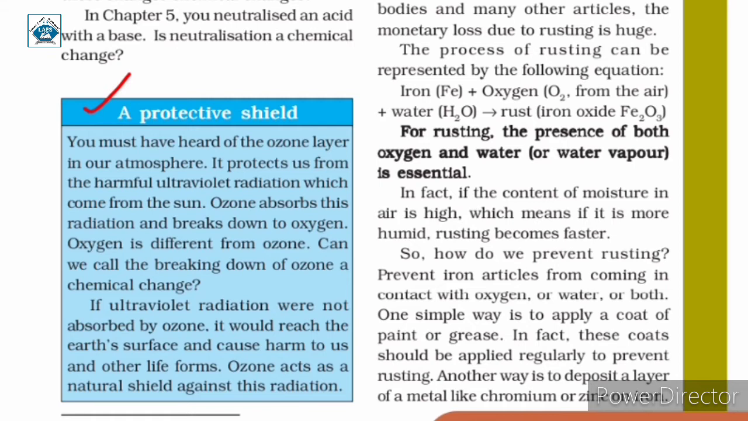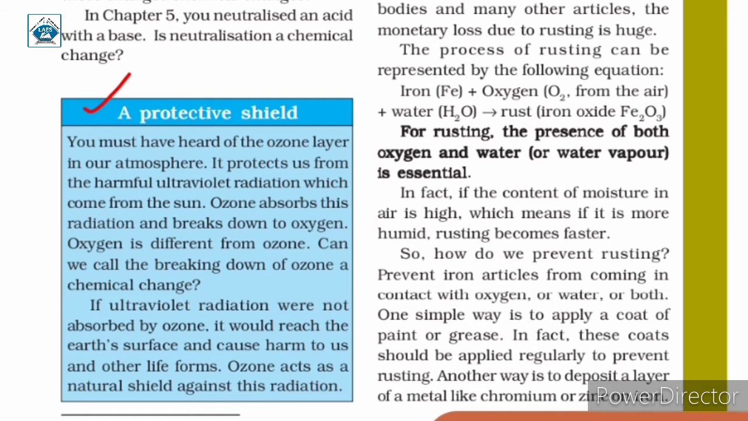Let us now discuss a protective shield called the ozone layer. The ozone layer is a part of the atmosphere that protects us from harmful radiation such as ultraviolet radiation, which comes from the Sun. These radiations are harmful to human beings and also cause harm to other life forms. That is why ozone is called a protective shield, because ozone absorbs this radiation and breaks down into oxygen.